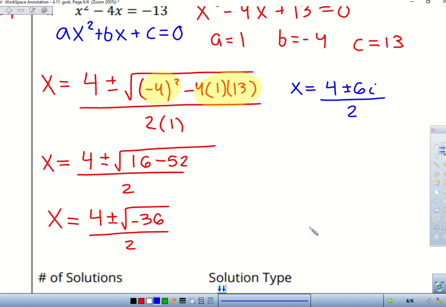So this is almost your final answer, but not quite. Because I can rewrite this as 4 over 2 plus or minus 6i over 2, right? Just divide each term separately by the 2. What is 4 divided by 2? 2. What's 6i divided by 2? 3i. Yep.